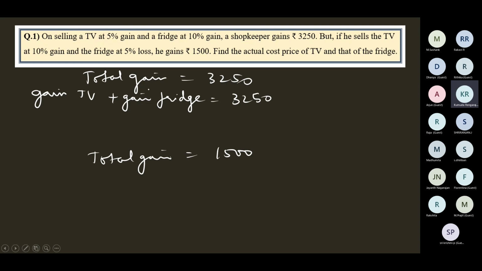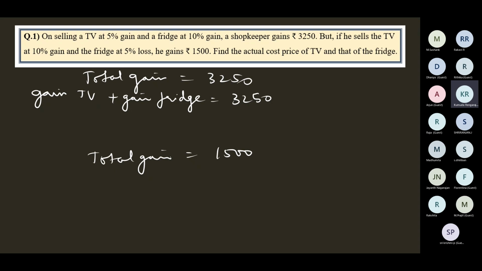Total gain, not CP or SP, total gain, that means only the profit percent. The total gain is 3250. That means the gain on selling the television plus the gain on selling the fridge is equal to 3250.